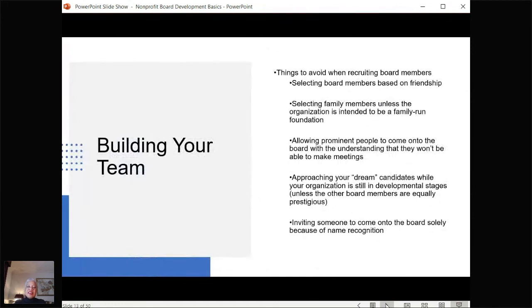And some of the things that you want to avoid, and it's really, really hard in the beginning, but this is something you really should not do: select board members based on friendship.